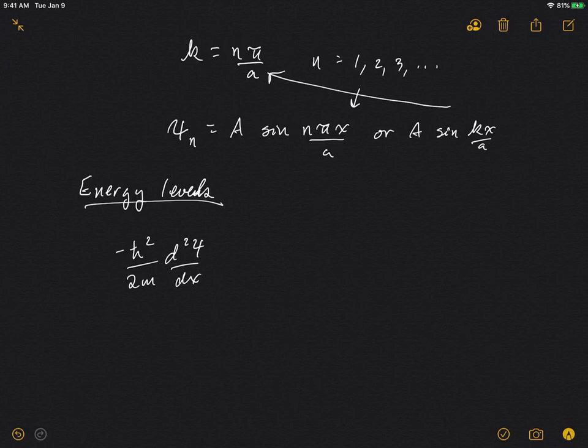We use the edges to sort of quantize our system. We used our edges to impose some conditions on the system. Now we go back to solving inside the box. That's the most important part, and that's where energy and so on is well defined. So we get minus h bar squared over 2m d squared psi dx squared equals E psi, or psi sub n.